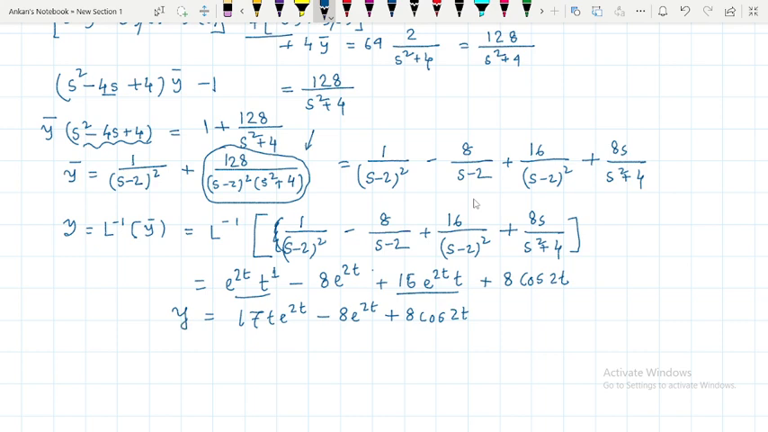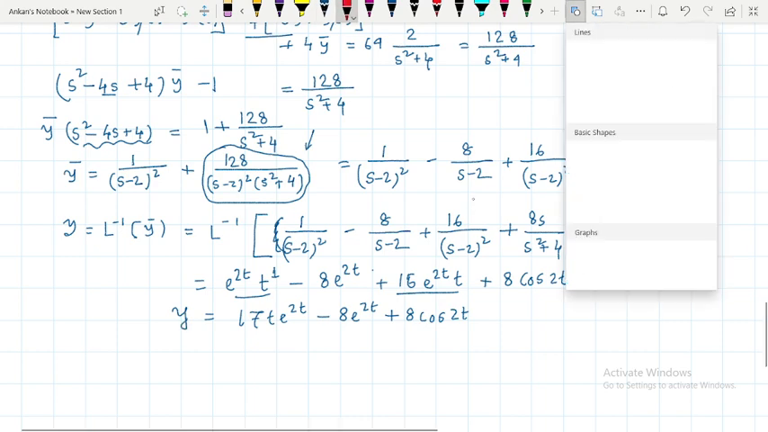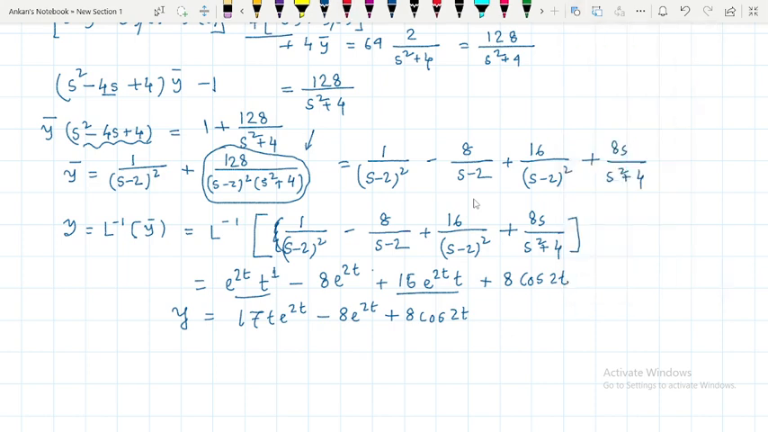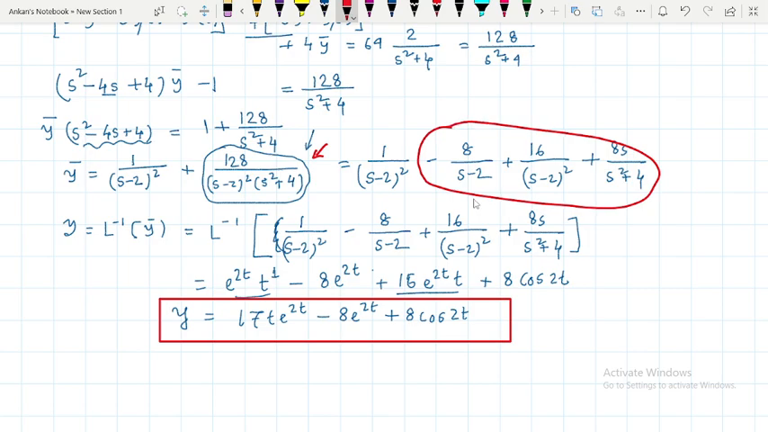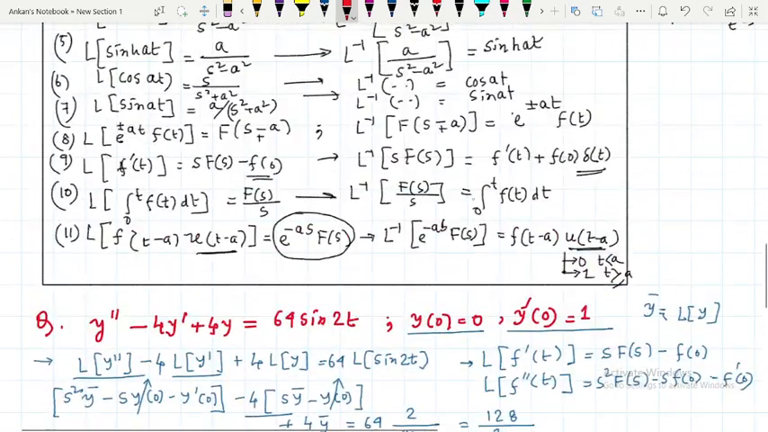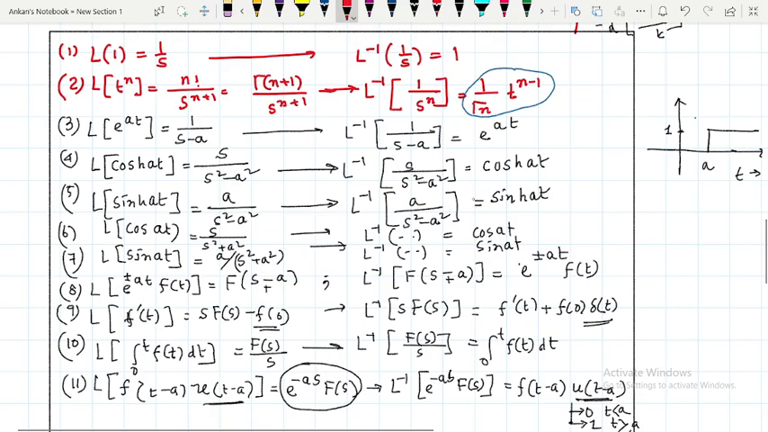This is nothing but the solution of the differential equation, which is very easy, but getting the partial fractions sometimes becomes difficult. Once you find the partial fractions, it will be easier to do the further steps, and you have to remember all these formulas. Okay, this is very important.